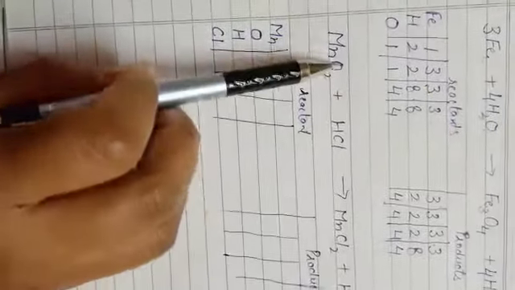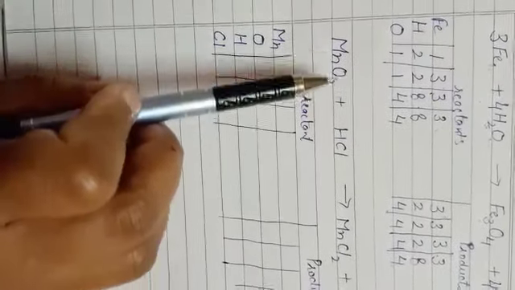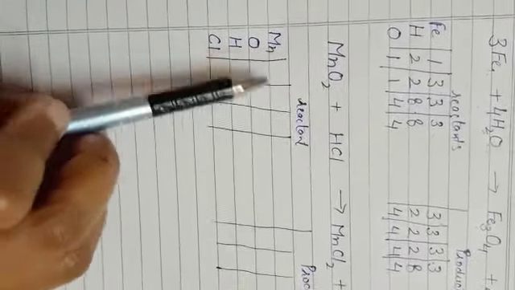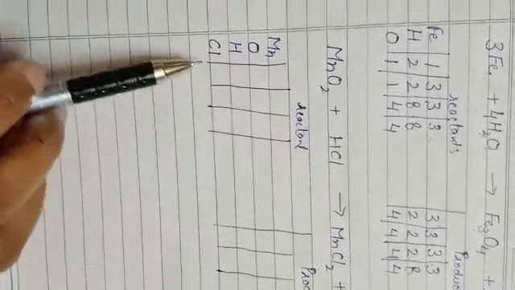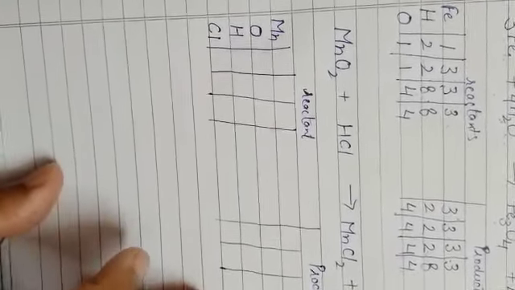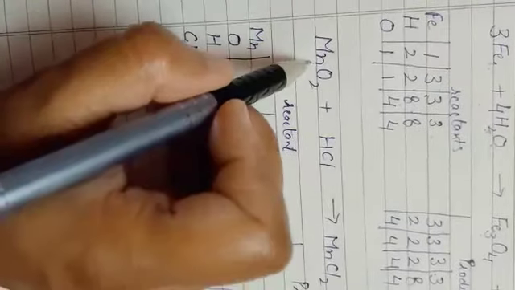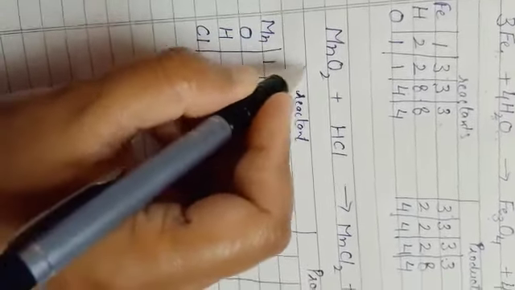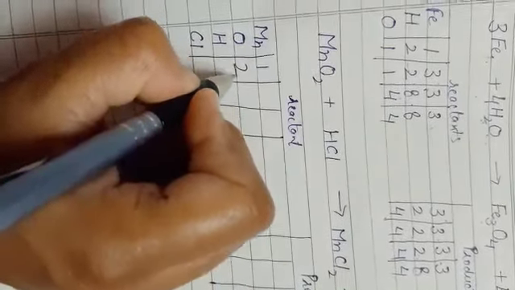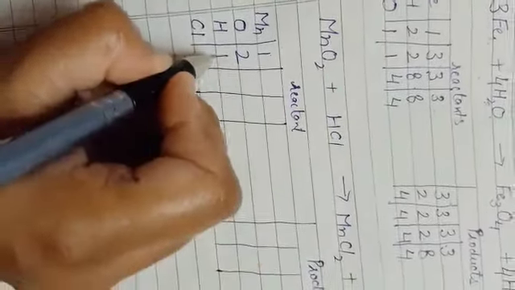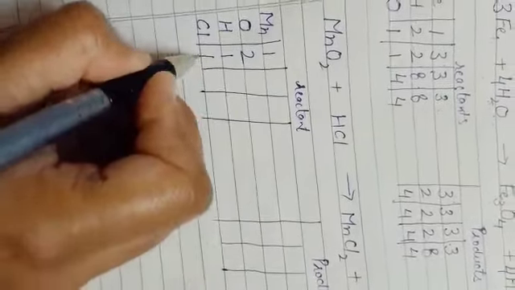Now let's balance this equation. First of all, we have to count the number of atoms of each element on both the sides. So how many elements are involved in this reaction? Manganese, oxygen, hydrogen and chlorine. Now let's count the number of atoms of each element on reactant side. There is 1 manganese, 2 atoms of oxygen, 1 atom of hydrogen and 1 atom of chlorine.